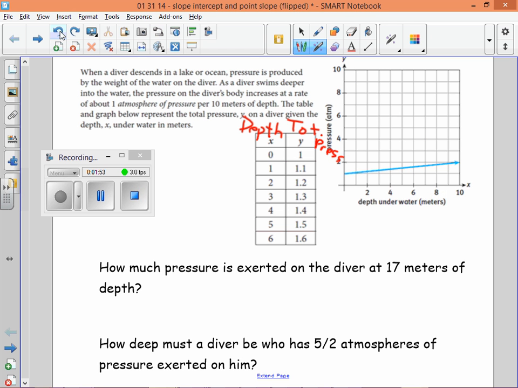How much pressure is exerted on the diver at 17 meters of depth? How deep must a diver be who has 5/2 atmospheres of pressure exerted on him? Okay, we're going to go to the next slide to create the equation so that we can then answer these questions.